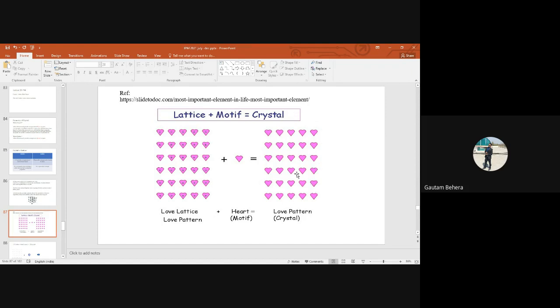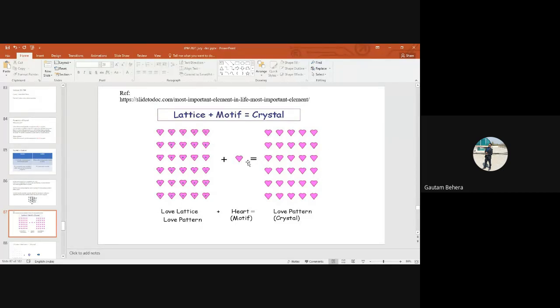It is okay, you understood? So motif is what? Heart. Heart is repeated in 3 dimensions, right? And these points are nothing but the lattice points present over here. This is a lattice, this is a motif. Finally, you get a crystal of heart.